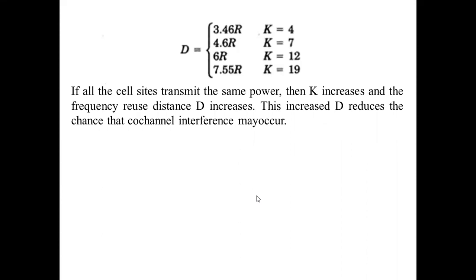If D is increased, this increases the distance between the two co-channel cells. Naturally, the co-channel interference effect is then less, or we can say that we can reduce the chance of co-channel interference by increasing the value of D. So this is the frequency reuse distance.